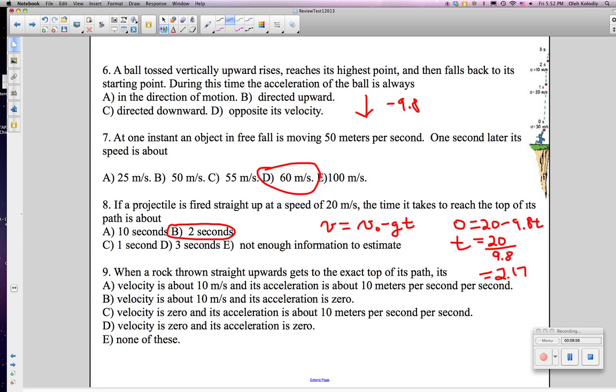When a rock is thrown straight upwards and gets to the exact top of its path, which of the following is true? Stop the video and see if you can answer the question. Well, let's see if A is true. Velocity is about 10 meters per second, and its acceleration is about 10 meters per second per second. That's not true because at the very top, exact top, the velocity is 0. So A is not true, B is not true. Velocity is 0 and acceleration is about 10 meters per second per second. Yes, C is true. D also is not true. Velocity is 0 and acceleration is not 0, because if the acceleration was 0, the velocity would remain at 0. In other words, the ball would not come down.